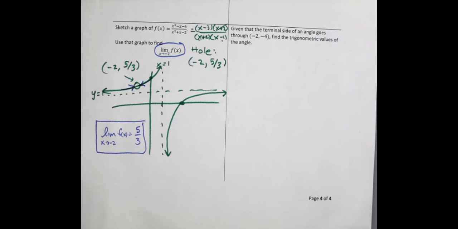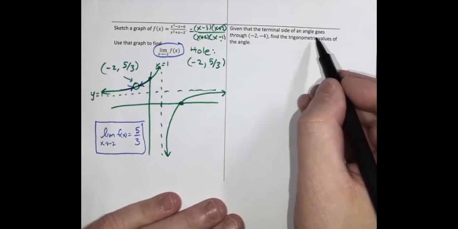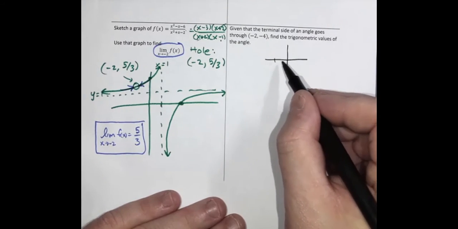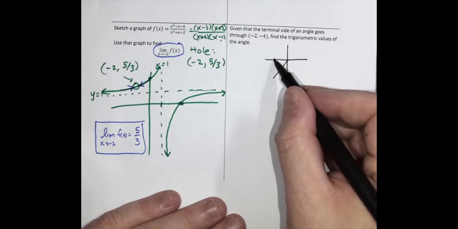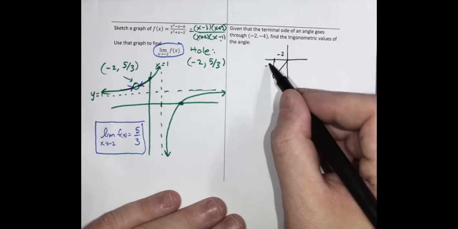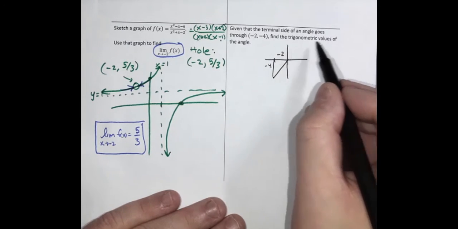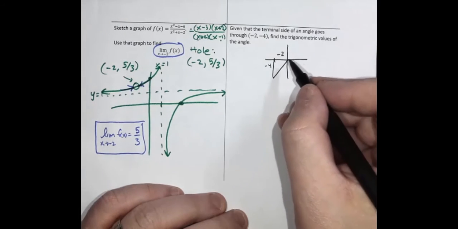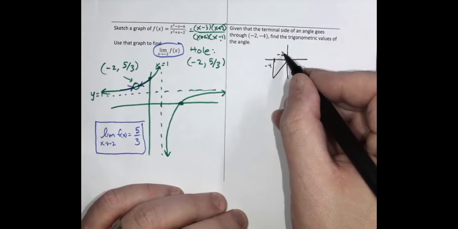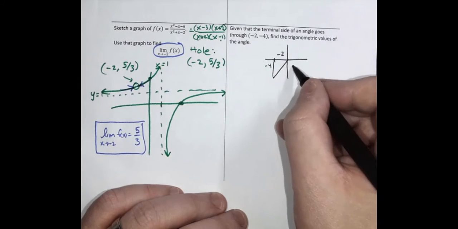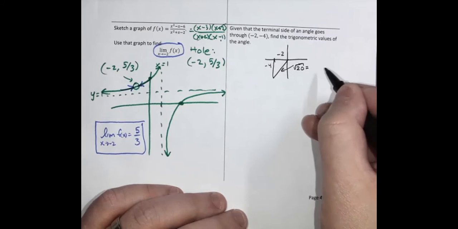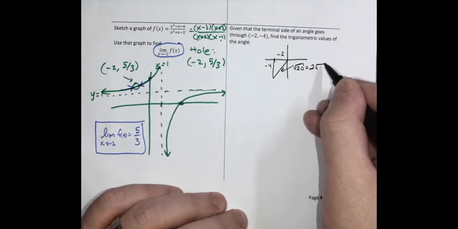And then the last problem from this page is given that the terminal side of an angle goes through -2, -4, so left 2 down 4. Find all the trigonometric values of the angle. Okay, 2 squared is 4, 4 squared is 16, so this side is radical 20, also known as 2 rad 5.